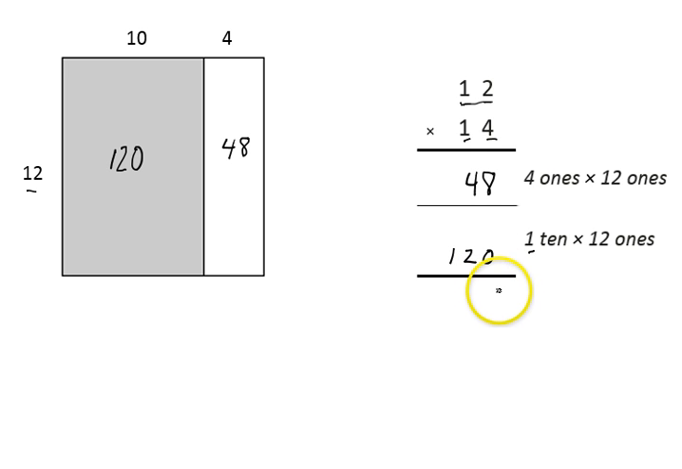Add the partial products, and again we get 168. So you can see how we're slowly leading the students into using the standard algorithm for multiplication.